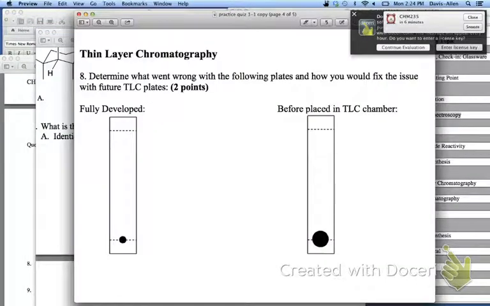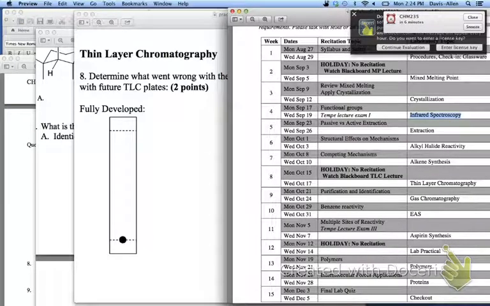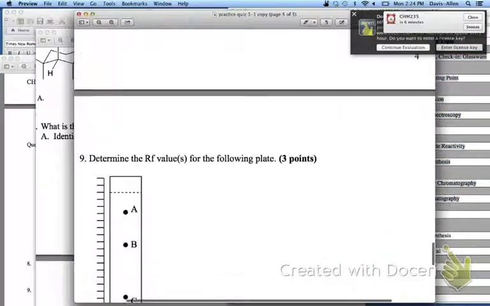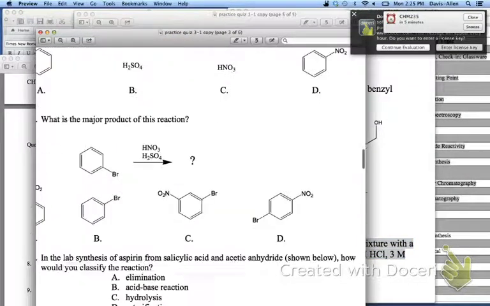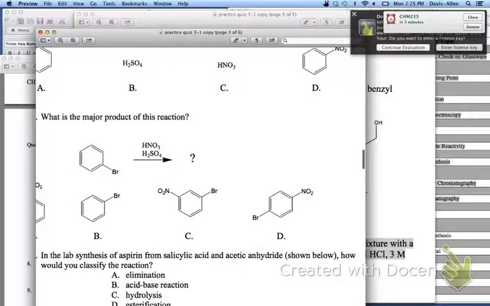Thin layer chromatography. I'm going to have to defer to saying there's a bunch of questions on that. We've already scanned through a bunch of those. Gas chromatography. I personally hate that lab, so you won't see a lot of questions there. EAS. Which one had it? So there's quite a few EAS questions.